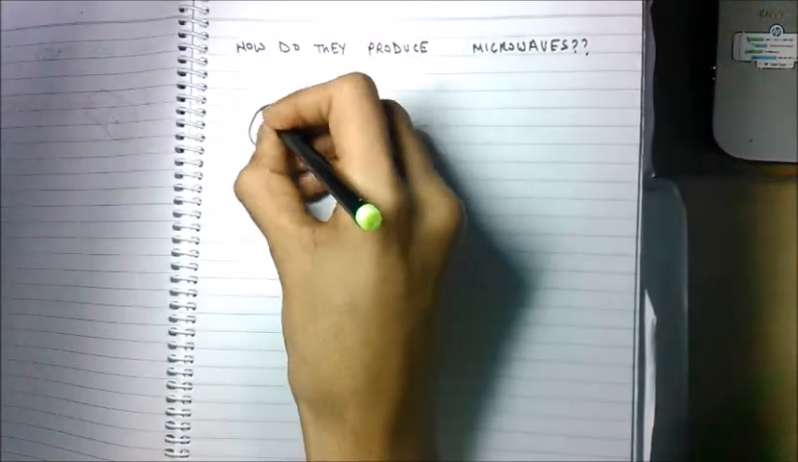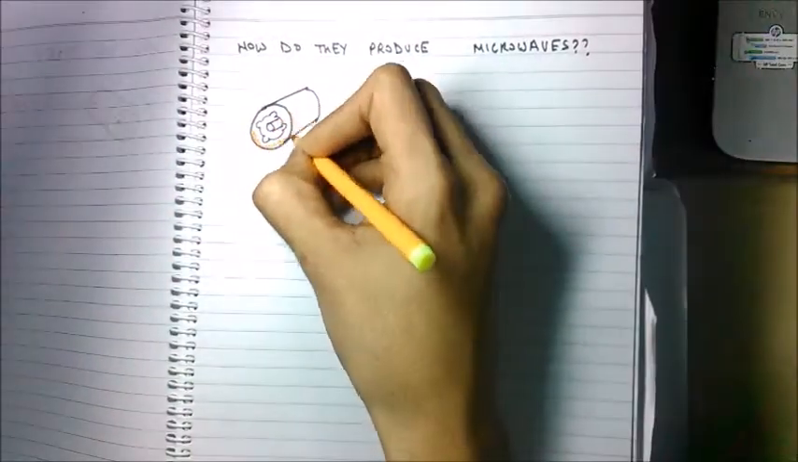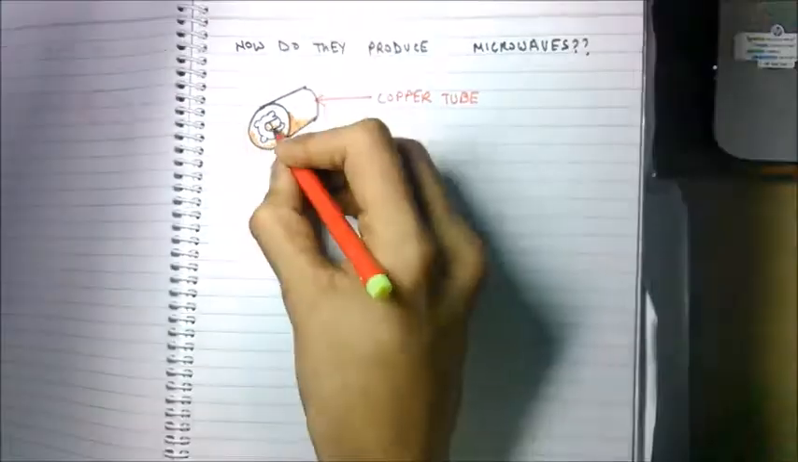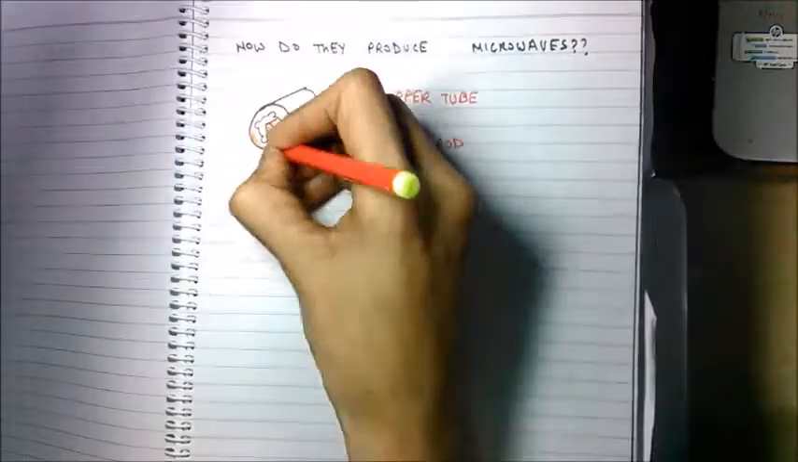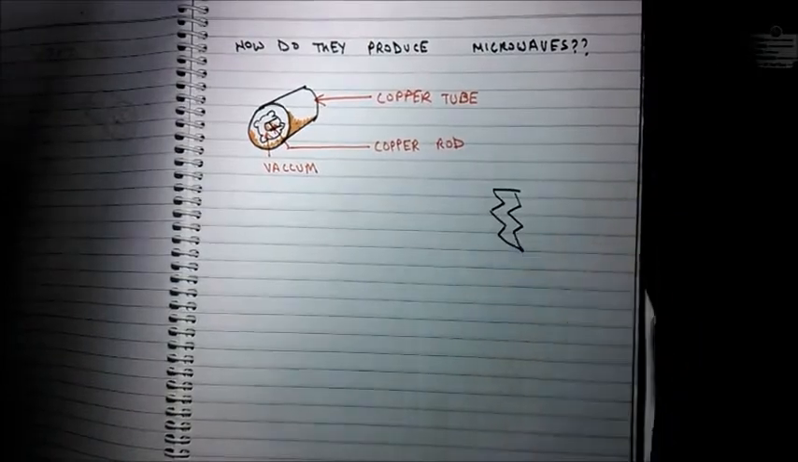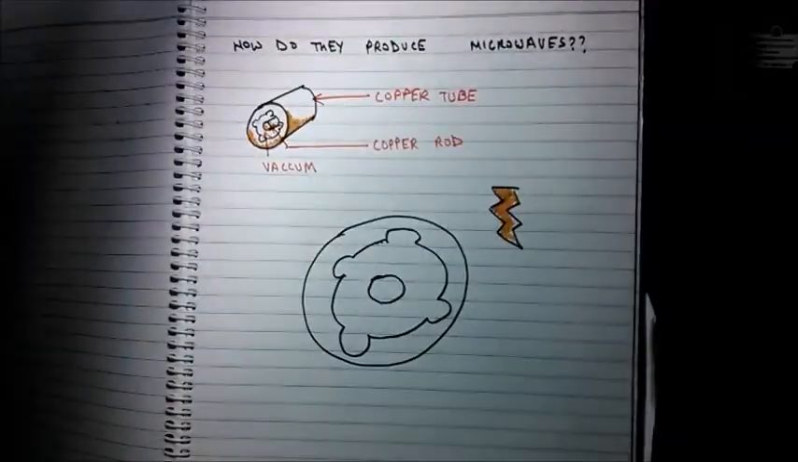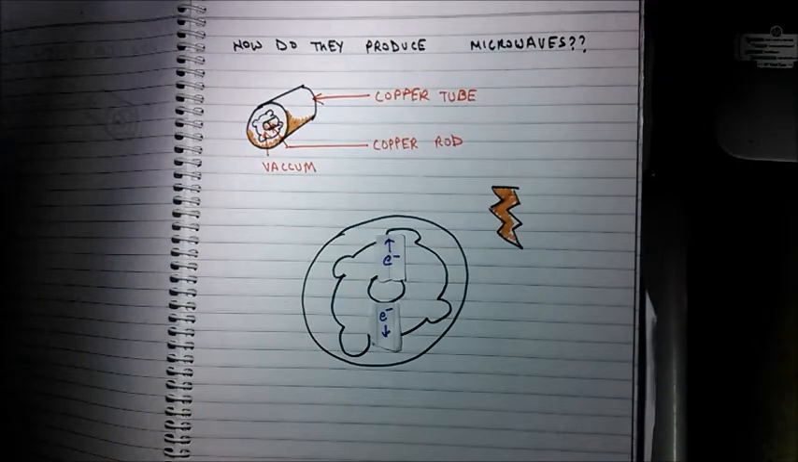Microwaves are produced by using a device called a magnetron. Did you know that the first magnetron was developed in the UK in 1940? It's made up of a copper tube and a copper rod running down the center and vacuum between the two. A high voltage is applied across the two conductors, which causes electrons to move through the vacuum from the rod to the tube. But they don't move in a straight line.